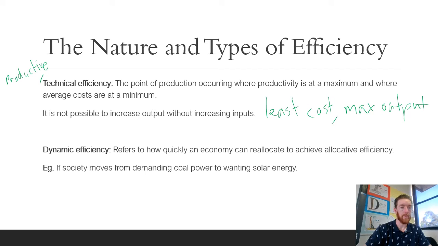Then the third type we've got is dynamic efficiency, which refers to how quickly an economy can reallocate to achieve allocative efficiency. So this is about businesses being able to adapt to society's changing needs and wants. So the example here, if society moves from demanding coal power to wanting solar energy, that would be dynamically efficient because businesses would move resources away from producing coal power towards producing solar energy, and that would be showing that we're increasing our dynamic efficiency.